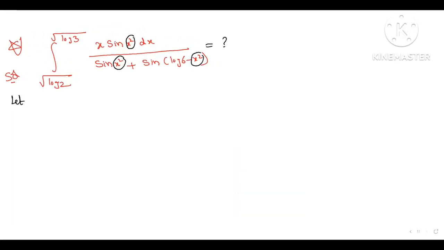Let us go to the next problem. Integral root under log 2 to root under log 3, x sin x square dx by sin x square plus sin of log 6 minus x square. So this kind of problems here, x square common value is there. Let us take x square is equal to t. Why? Because this derivative here there, dt by 2. Now derivative on both sides, 2x dx is equal to dt. X dx we get dt by 2.